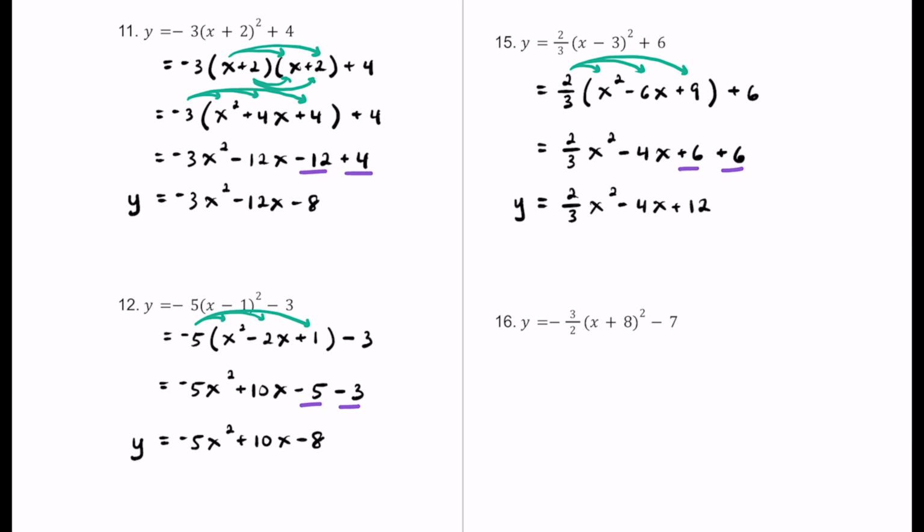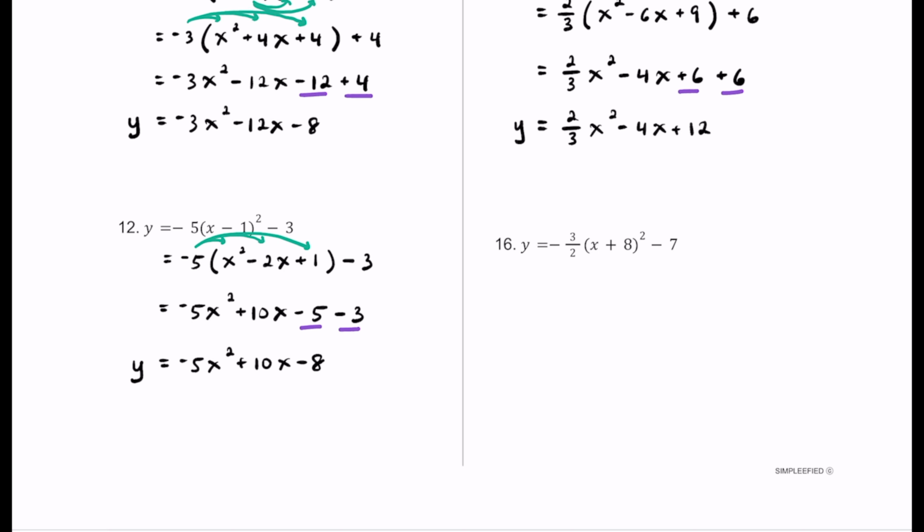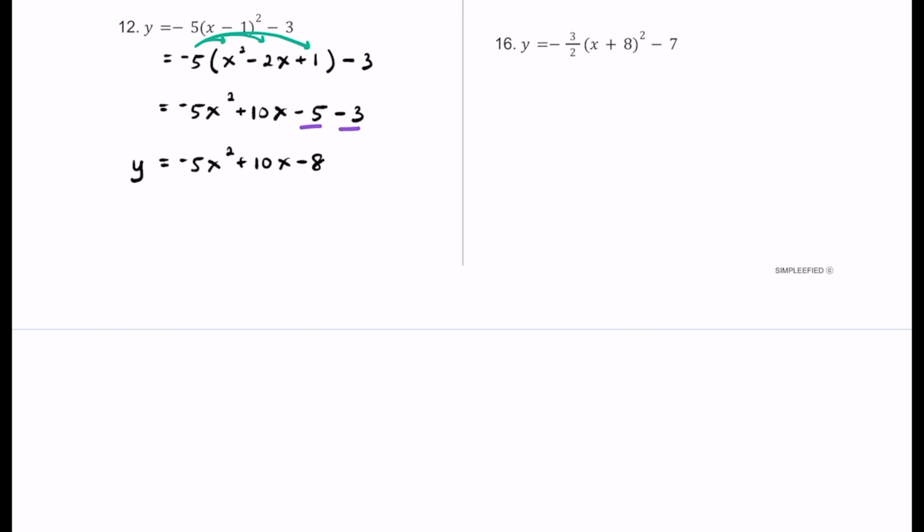Finally, for number 16, we have y is equal to -3/2 times the quantity of x plus 8 squared minus 7. So let's give this a try. We have this -3/2 out in front. Let's go ahead and see if we can FOIL this out. X times x is going to be x squared, and then 8 times x is 8x, but we've got to double that, so we're going to have 16x because we'll get two of the same. Then 8 times 8 is 64.